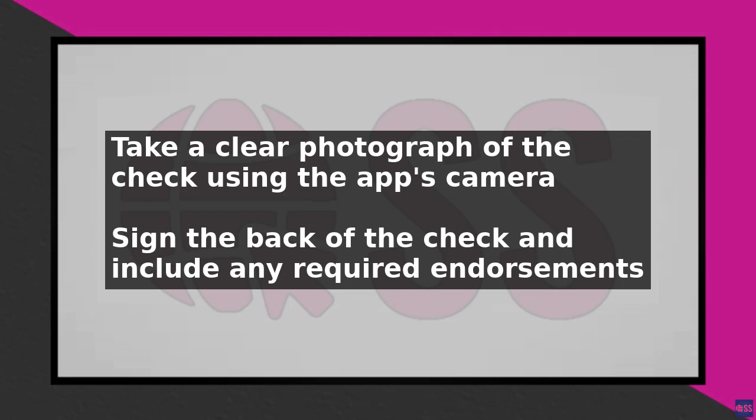Enter the check amount and select the account to deposit the funds into. Review the deposit details to ensure everything is accurate, including the check amount, account number, and deposit date. Submit the deposit and wait for the confirmation that the deposit has been successfully submitted. You will receive an email confirmation once the deposit is processed and the funds are available in your account.